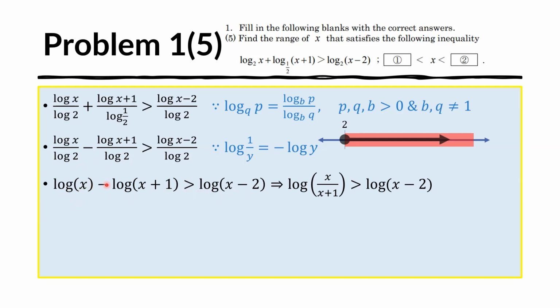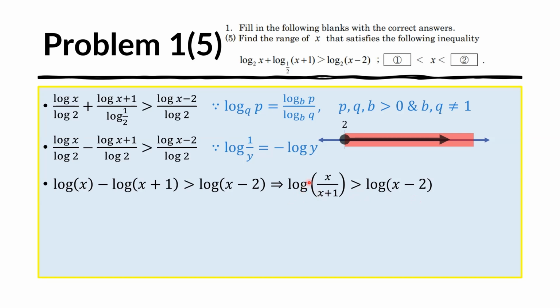And now we have a minus symbol here. And we can combine this bit with this bit. We know that if it's a subtraction, that becomes a division. So if we put them into one log symbol, x becomes the numerator. The expression x plus 1, because it has a minus here, becomes the denominator. So we combine these first two terms into this one term here. And on the right, nothing really happens. So now we have this.